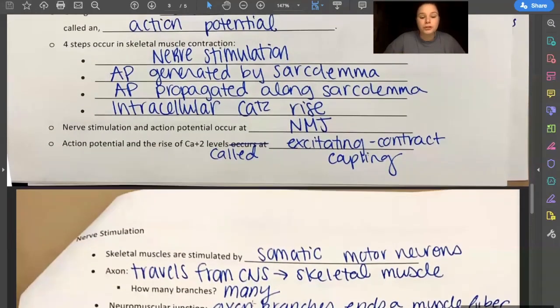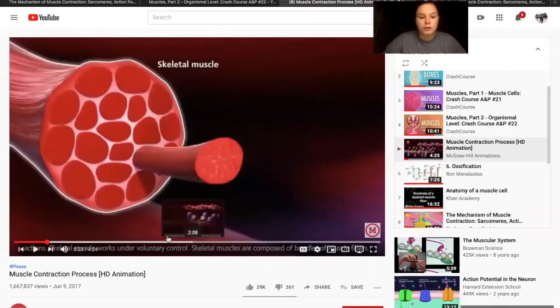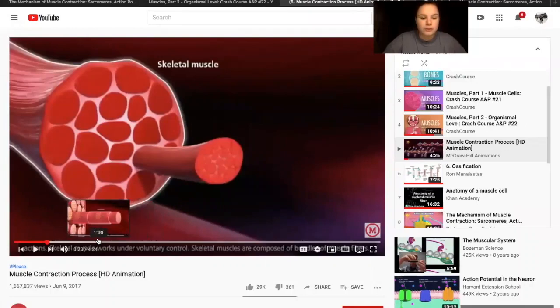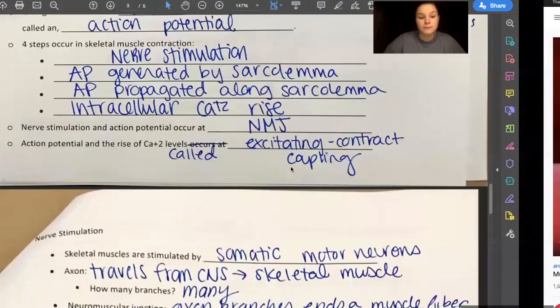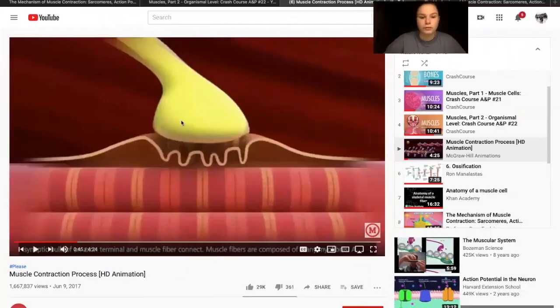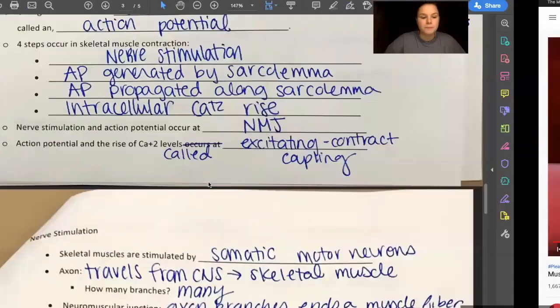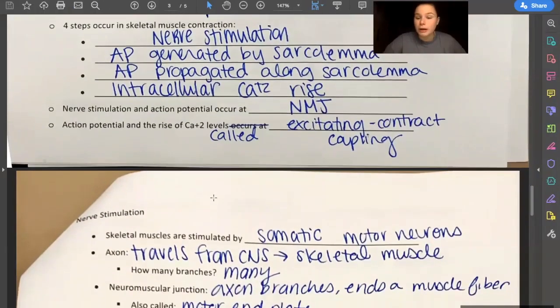So the neuromuscular junction, right, is where the axon branches and ends at a muscle fiber. Okay. Which is just a fancy way of saying this, right? Axon branches and it joins to a muscle fiber. Okay. That's the neuromuscular junction right here. Okay. It's also called a motor end plate.